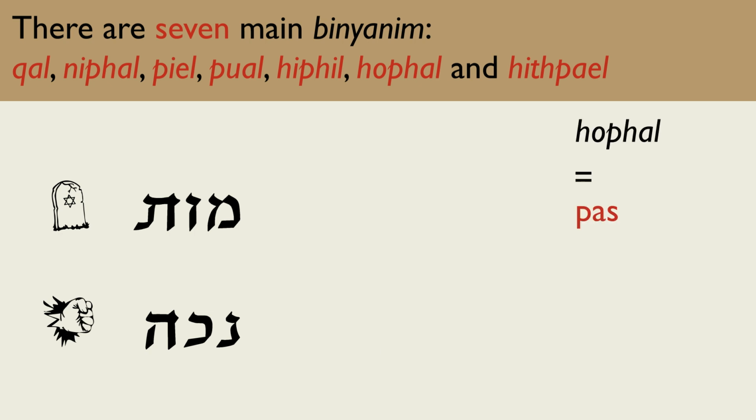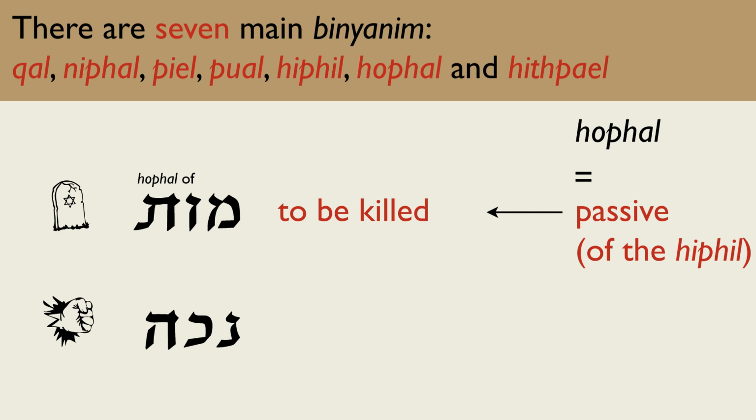The hofal is the passive form of the hifil. So mem vov tof, which in the hifil means to kill, in the hofal would mean to be killed. And nun kaf he, which in the hifil means to strike, in the hofal would mean to be struck.